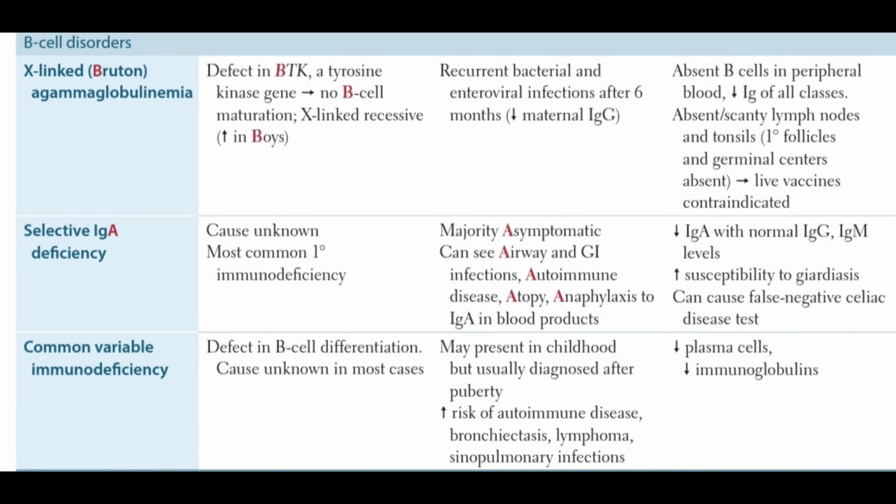So we talked about the various B cell disorders that lead to the immunodeficiency. Those are X-linked agammaglobulinemia, selective IgA deficiency and common variable immunodeficiency. We talked about their defect, how they occur and their presentation and their findings. I hope you understood this topic on the B cell disorder immunodeficiencies. Thank you.